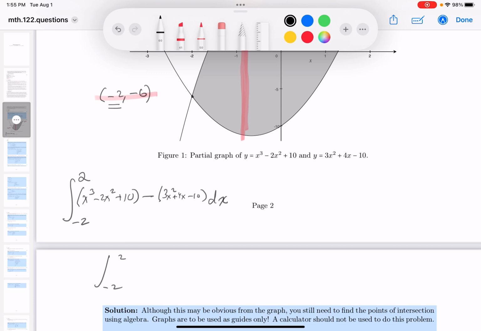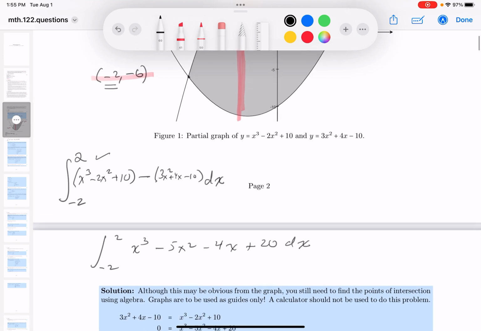And what do you get? You get x cubed. I'm doing the integrand now. Minus 2x squared minus 3x squared is minus 5x squared. And then what do you get? Minus 4x. And then 10 plus 10, which is 20.